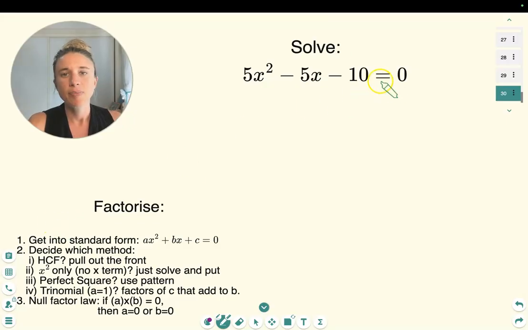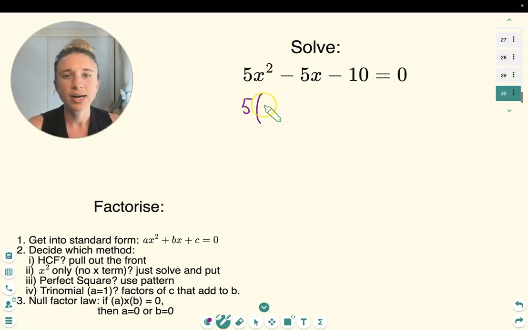First thing, make sure it's in standard form. Yay, it's in expanded form because it's all equaling 0. Decide which method. Is there a highest common factor amongst these 3 terms? Yes, there is. It is 5. So we're going to pull that out the front, and then we're just going to ignore it for a bit.